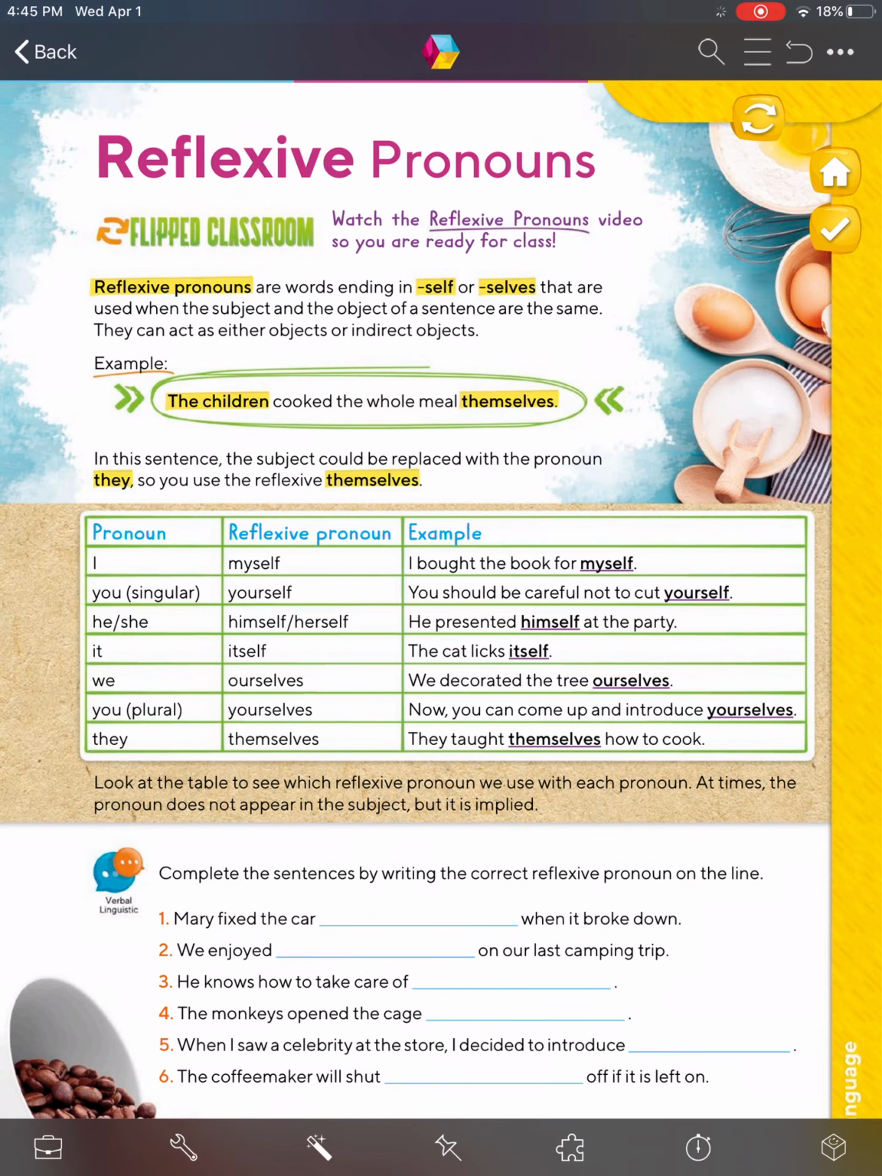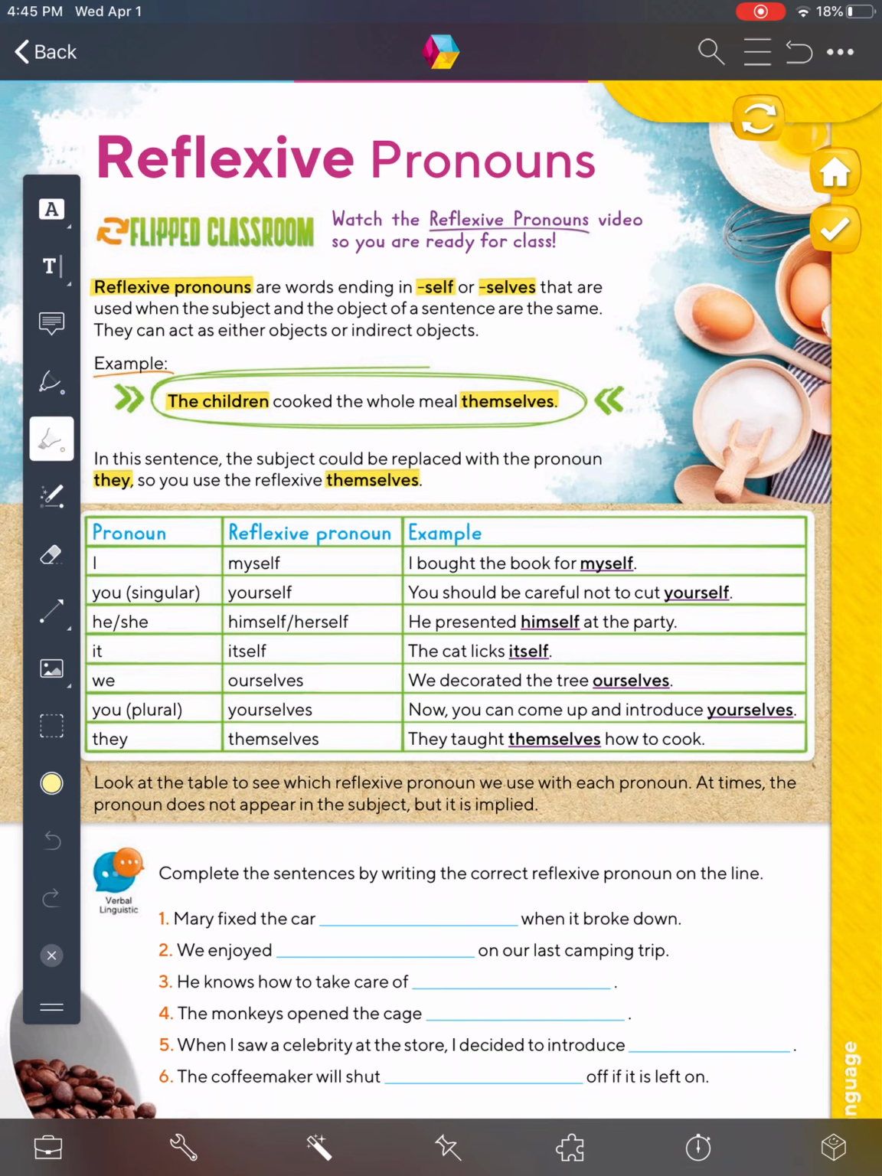Very good. Now we are ready to start our lesson. So please follow me at home to read the first explanation. Reflexive pronouns are words ending in self or selves that are used when the subject and the object of a sentence are the same. They can act as either objects or indirect objects.